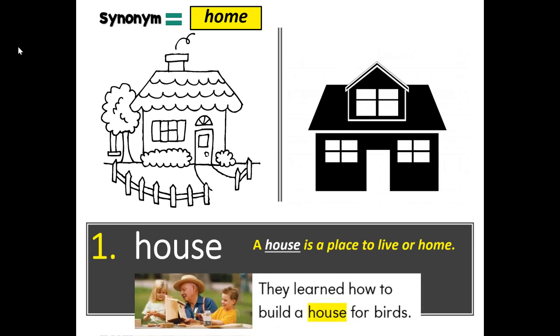They learned how to build a house for birds. You could also say they learned how to build a home for birds. So, how do I use it? Laurel's house is near the lake. What do you like most about your house and why? You could also say Laurel's home is near the lake. What do you like most about your home and why?